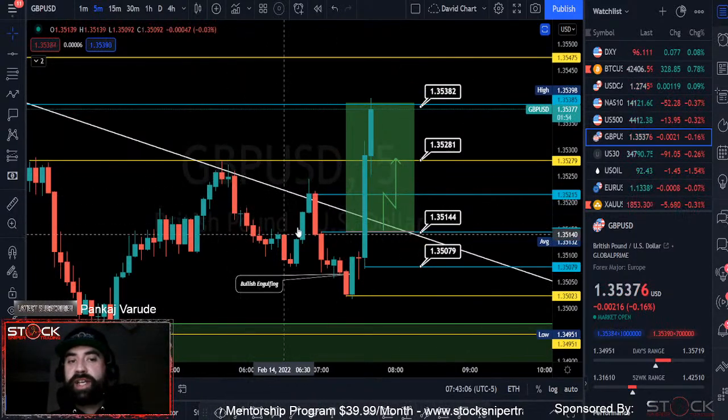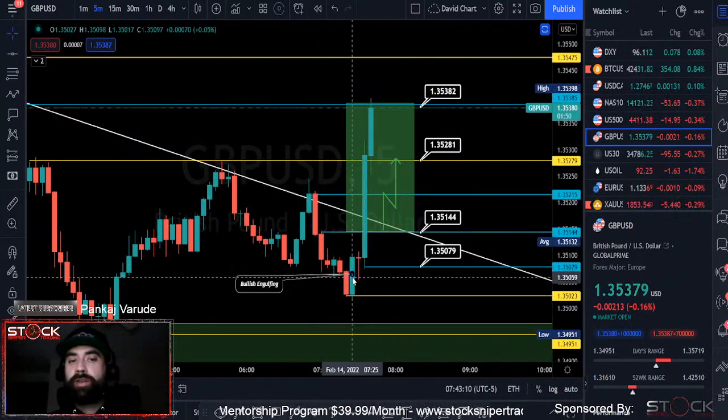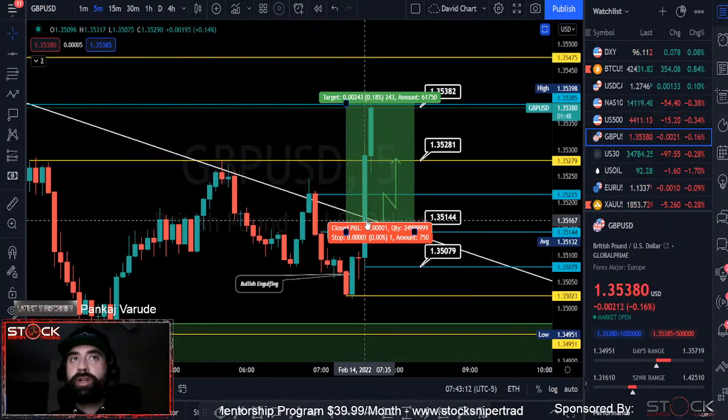GU made its moves. You have an extended double bottom here. Here is your neckline break. We had a nice engulfing candlestick which led the push.